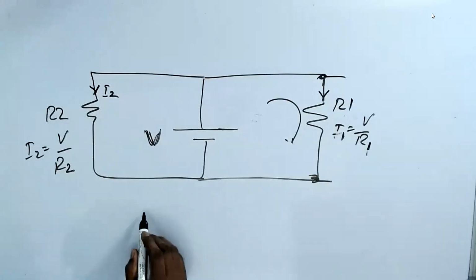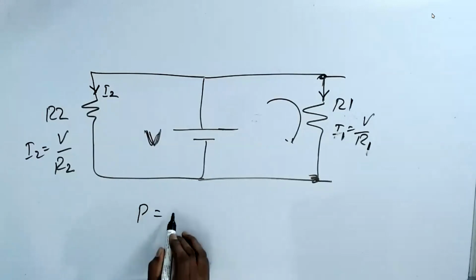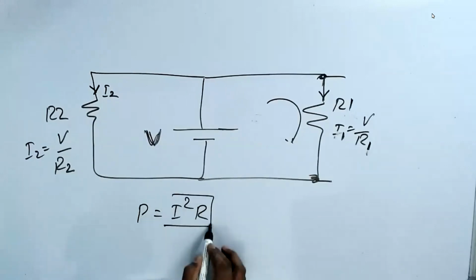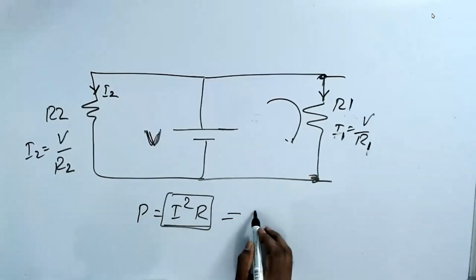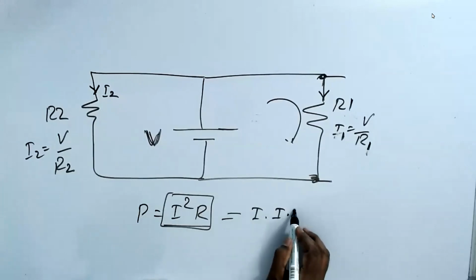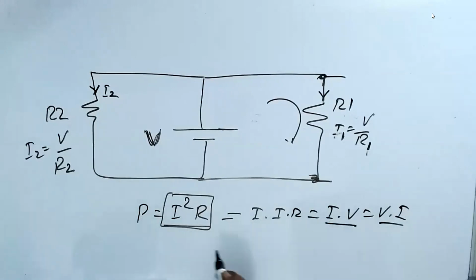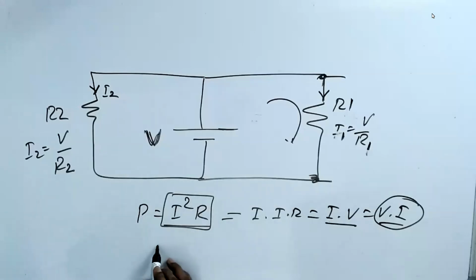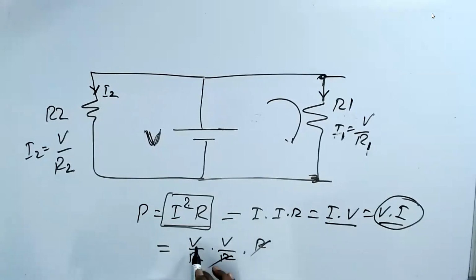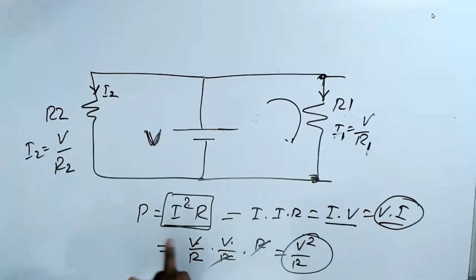I have already told you that power is equal to I square R. That's the right one. But we also write this as I into IR, which is I into V, or V into I. That's the decision we make. So that's why we have a formula called P is equal to VI. At the same time, we also write like this: I is equal to V by R, so I square R is V by R into R, so V into V is V square by R. There are 3 formulas. All are the same, but it depends on which we use.